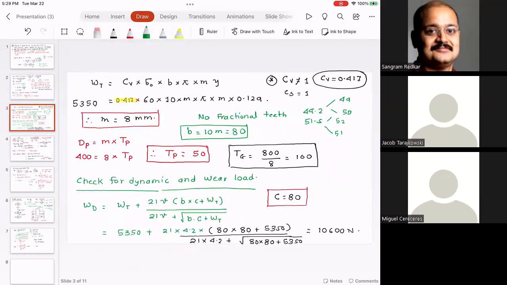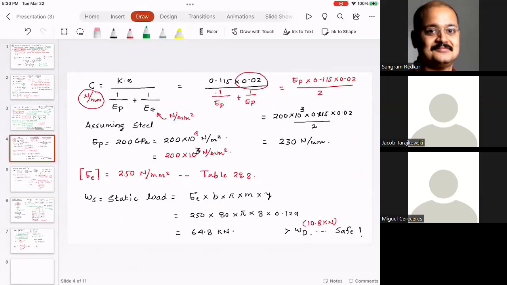Next part, WT is equal to CV multiplied by sigma O B pi M times Y. This is where you will substitute the value of CV. And I made a mistake. I substituted the service factor here. That's why initially the module was incorrect. But you need to substitute the CV. CV is for the velocity factor. That is to account for the dynamic or the changing load. We find the module, then we check for the dynamic load. Then we use this equation for dynamic load.